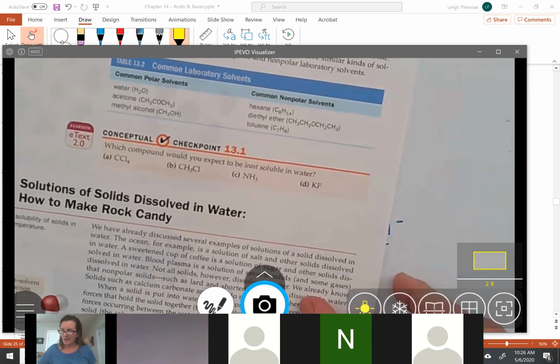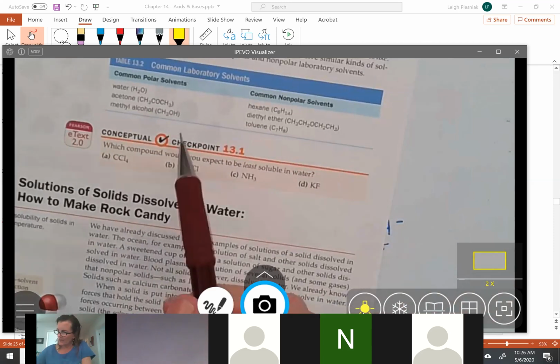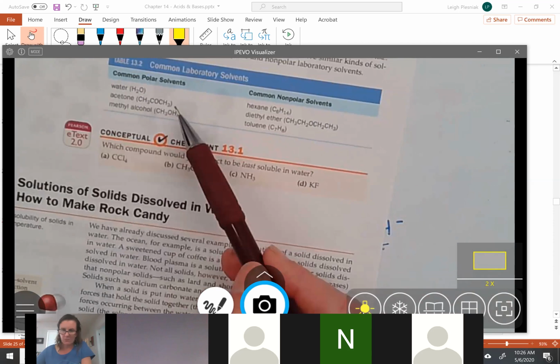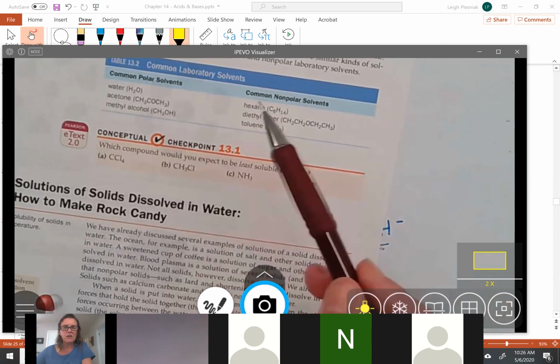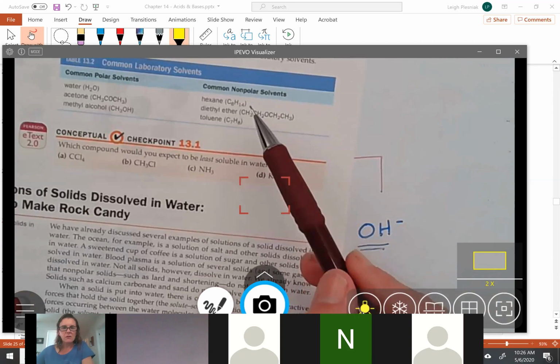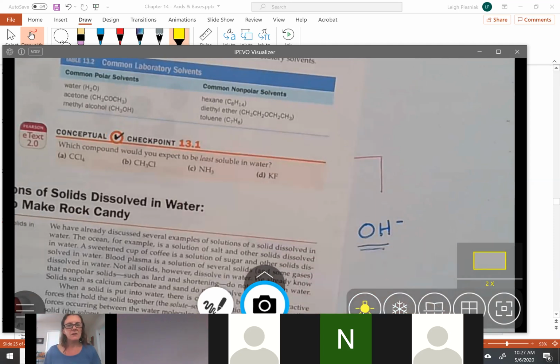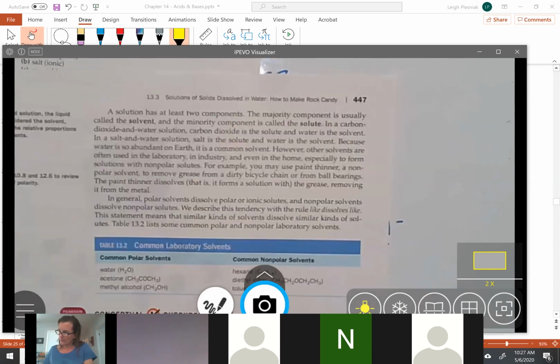So for everything that's polar, did they want all of them? Yeah. Okay, so you would list all of these: water, acetone, methyl alcohol. For everything that's non-polar, you would list hexane, diethyl ether, and toluene. Okay, so for example, they have glucose polar. Yes. Okay, polar dissolves polar, and non-polar dissolves non-polar. Well, not react, it dissolves. Yeah, that's what I want to say. So for this first one, the answer would be water, acetone, and methyl alcohol.